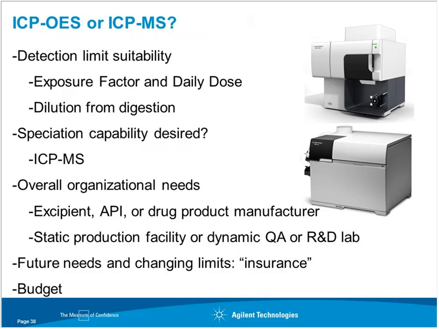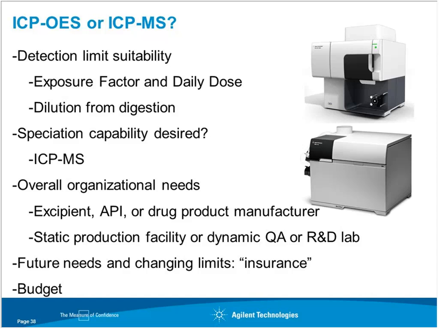So comparing a little bit the ICP-OES and ICP-MS, how do you choose or how do you pick? We should say that detection limit suitability is going to be a key concern. So exposure factor and daily dose, depending on the exposure factor, depending on the daily dose, those can drive the detection limits lower. And also the dilution from digestion. If you do have to do a larger dilution during the digestion process, then you're going to end up with lower required detection limits.